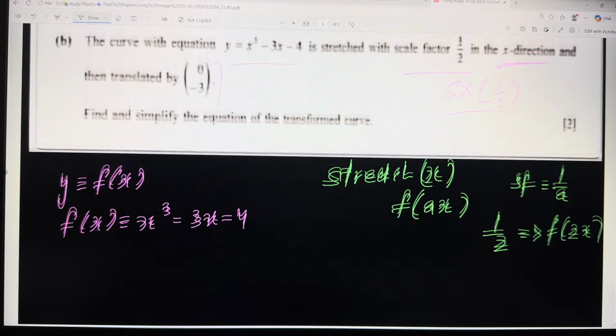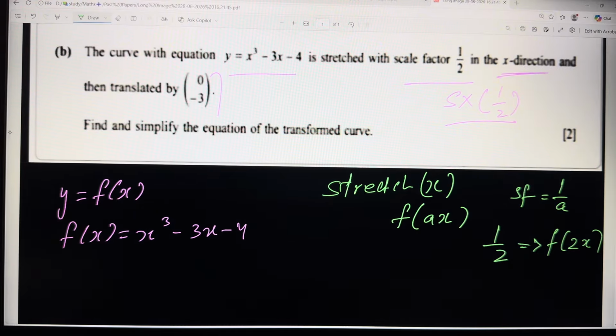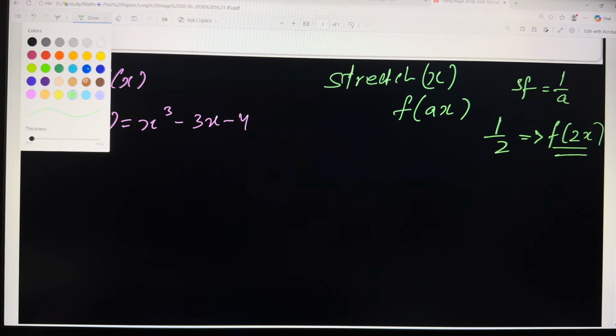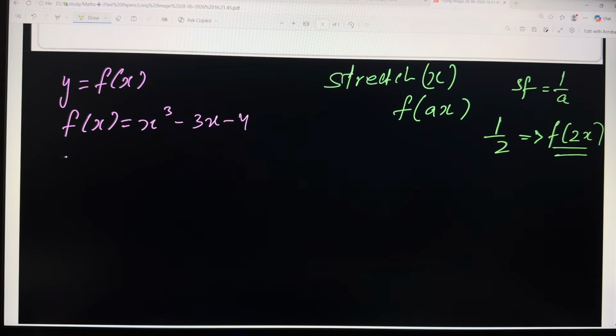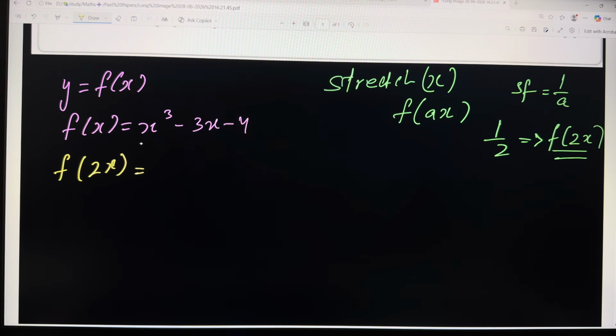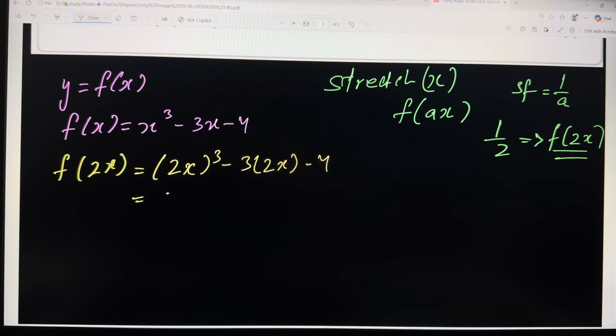So the first thing is stretching in the x direction, so we'll apply this. It becomes f(2x) is equal to, now we'll replace x with 2x. So this becomes (2x) cubed minus 3(2x) minus 4. So this becomes 2 cubed, which is 8, x cubed minus 6x minus 4.